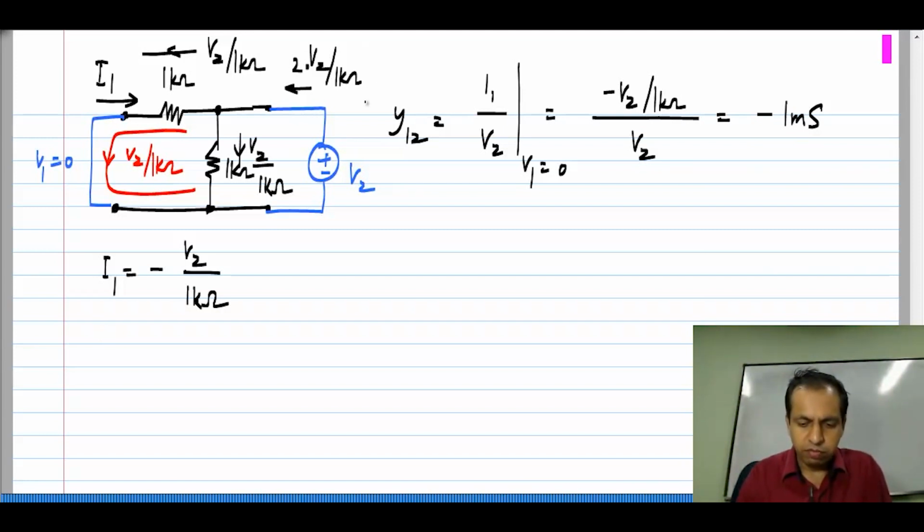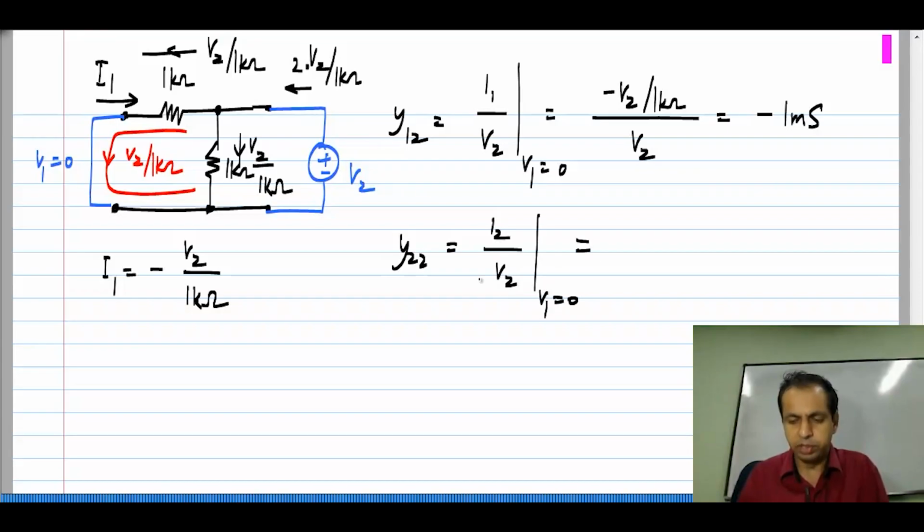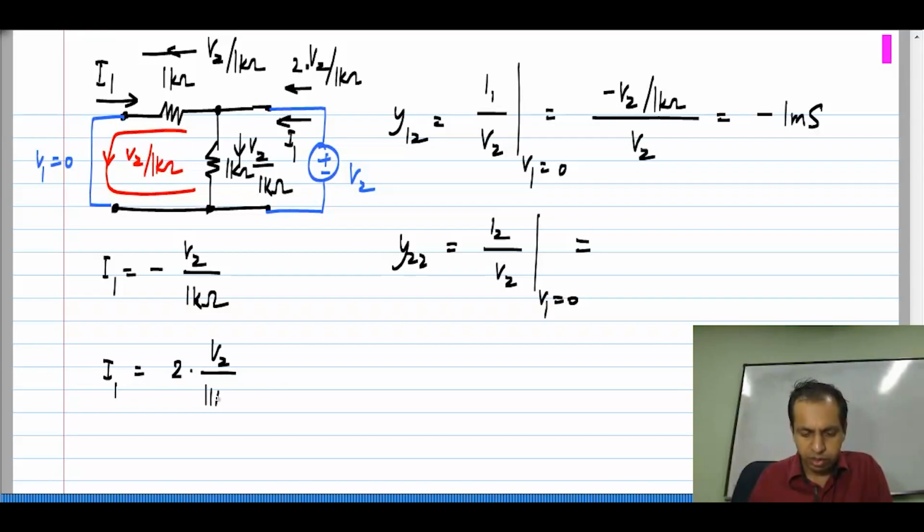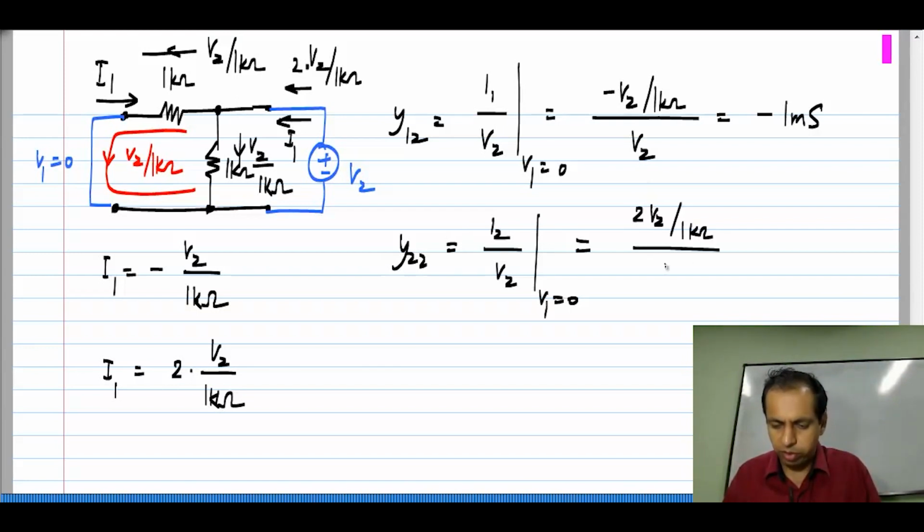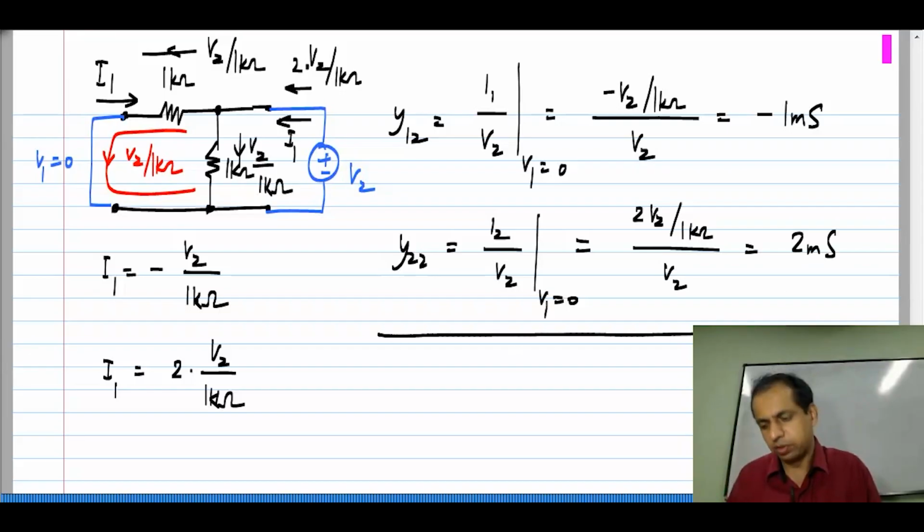And finally, Y22 is I2 by V2 with V1 equal to 0, that is port 1 short circuit. Same condition under which we measured Y12. Okay. So, I2, which is this current, we have already calculated that. I2 is 2 times V2 divided by 1 kilo ohm. So, Y22 is 2 V2 by 1 kilo ohm divided by V2, which is equal to 2 millisiemens. Okay.